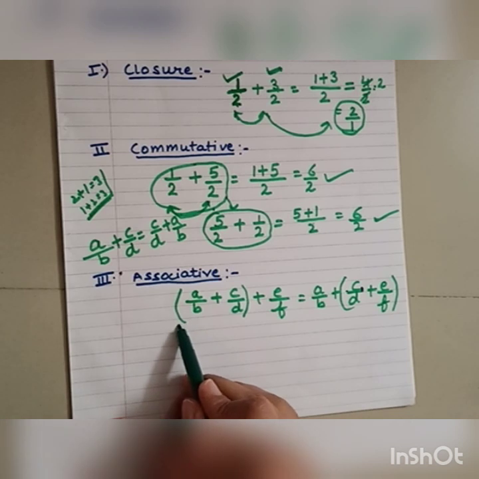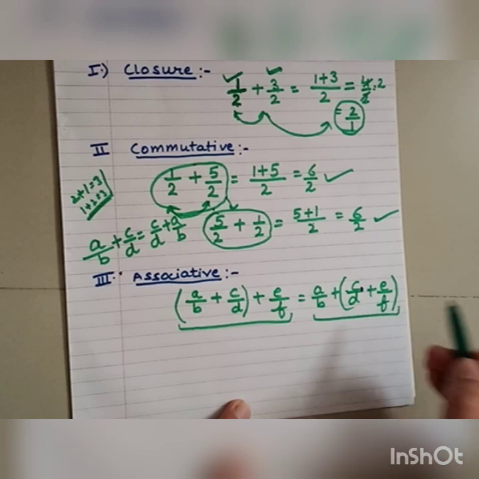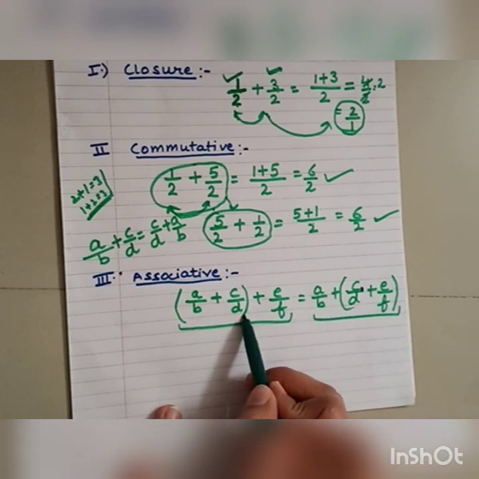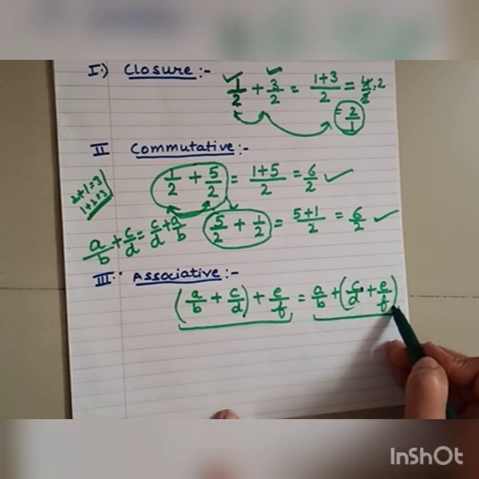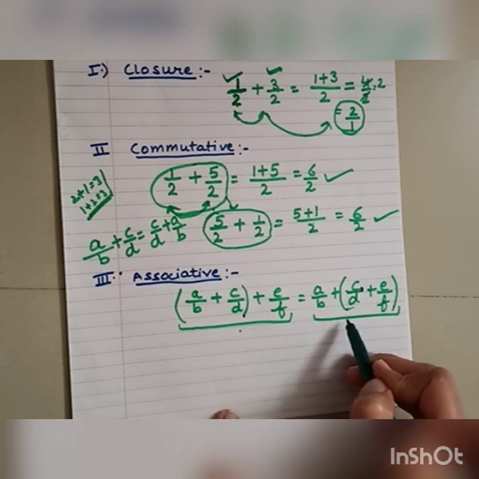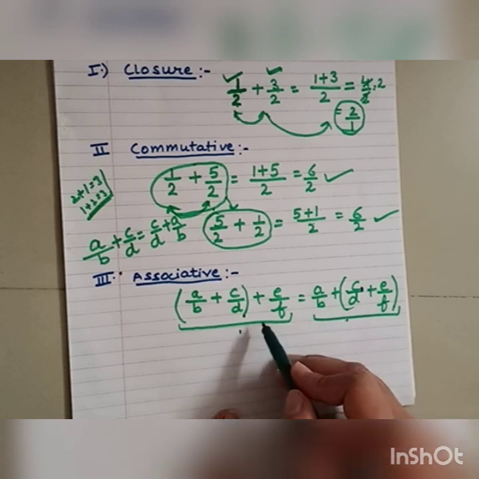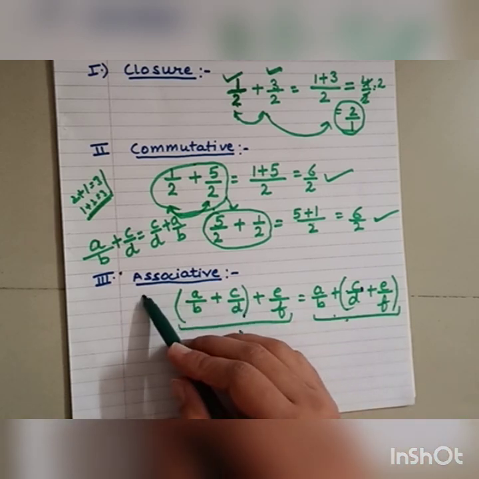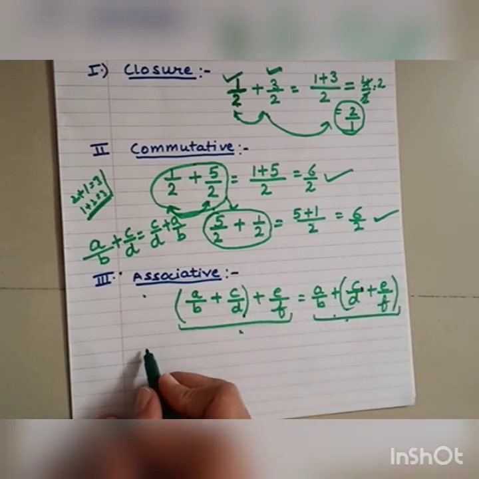We have to check whether this property is satisfied or not. When we put values on the left hand side and on the right hand side, adding by grouping the first two on the left hand side and the last two on the right hand side, is our answer the same or not? Check. If we get the same answer, then the associative property of rational numbers for addition is also satisfied. We can take any examples.